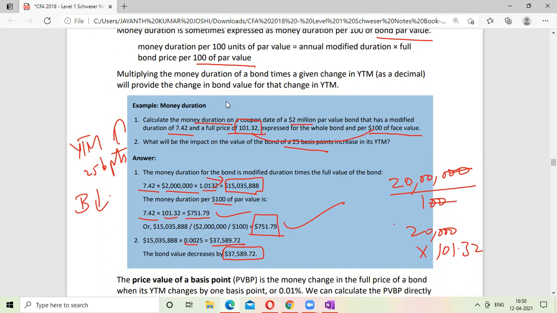Okay. Either way you can do, your wish. The ultimate aim is nothing but how much the bond value has decreased in dollar terms. That's it. चलिए एक क्वेश्चन और करिए.